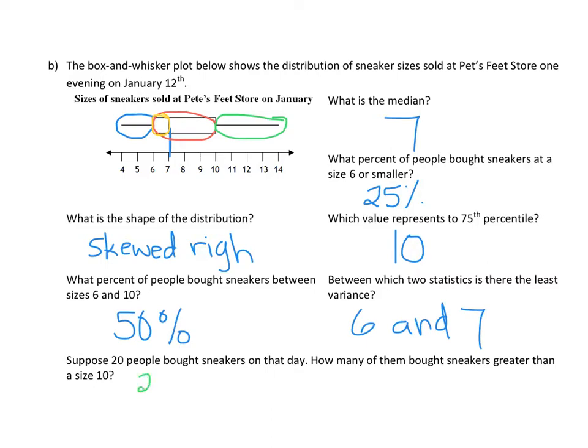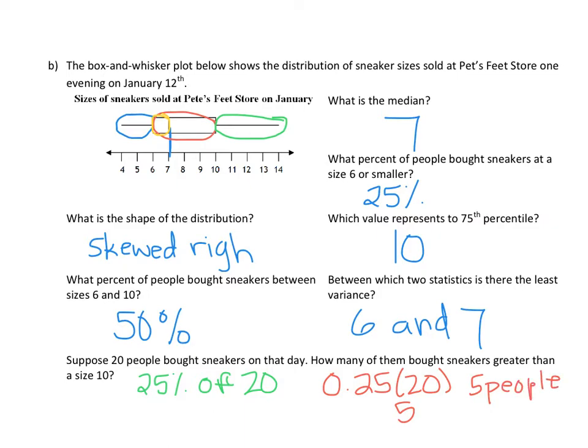So we are essentially finding what 25% of 20 is. To figure that out, we just change our percent to a decimal, so 0.25, and then multiply it by 20, which is the total amount of people, and we get 5. So 5 people bought sneakers greater than a size 10 out of the 20. Go ahead and do letter C on your own.